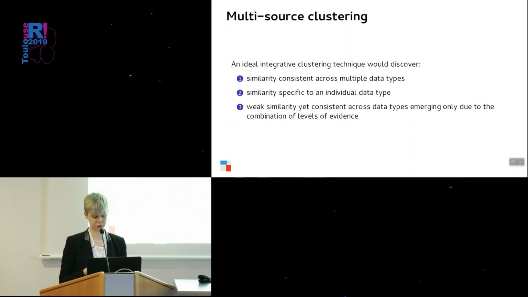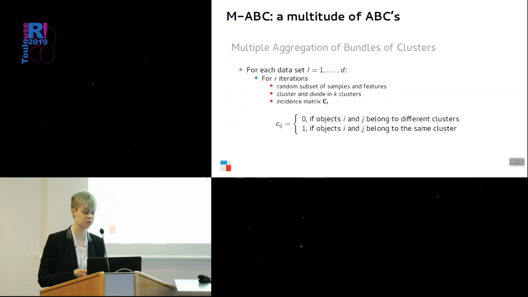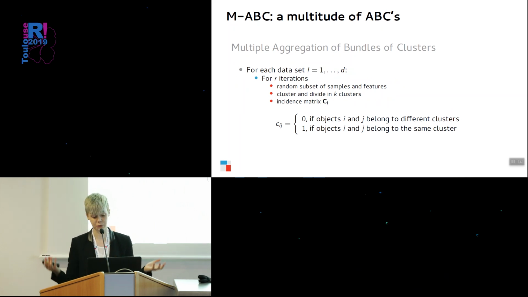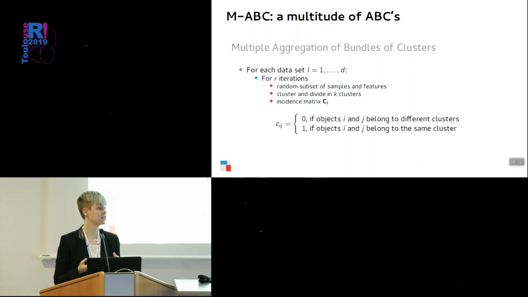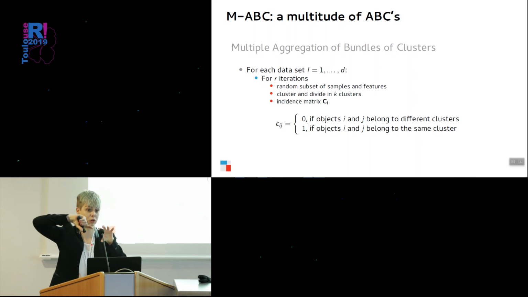And for this, I will introduce you to the MABC method, which is a multitude of ABCs, or multiple aggregation of bundles of clusters. Shortly, suppose that we have multiple data sets, and then for each data set, we will perform R iterations. In every iteration for every data set, we will take a random subset of both the samples as well as the features we would like to cluster on.